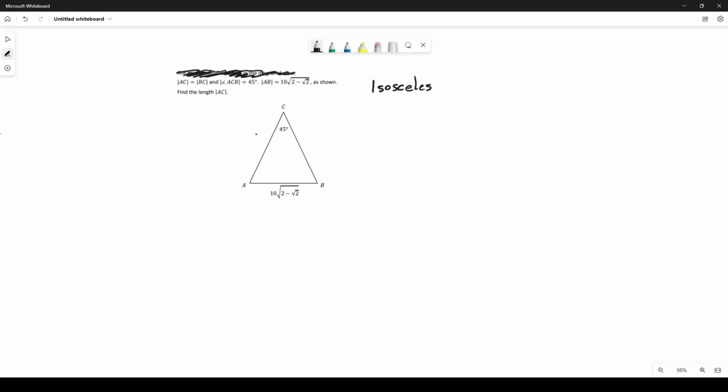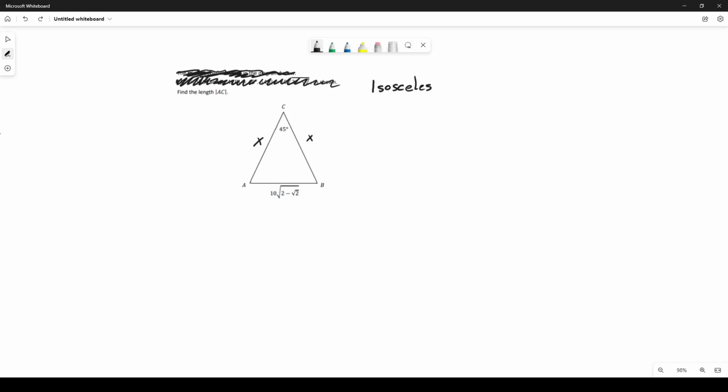For this triangle though, they said these two are the same. I'm just going to call them X. Because they're the same, we can call them both X. So that's that gone. The angle ACB is 45, they put that in, so that's gone. A to B, the distance is this as shown, that is there, so that is gone. Find the length from A to C, which is just this guy, so they're basically asking me to find X. A couple of ways of doing this.